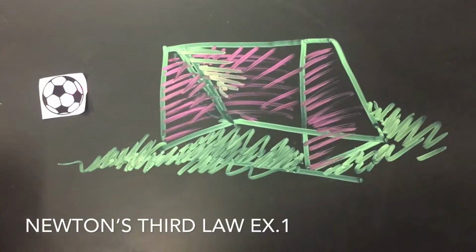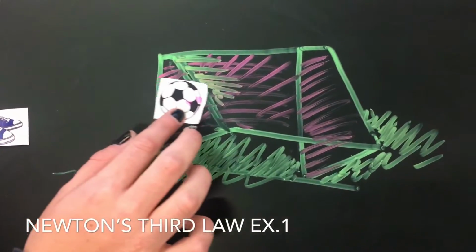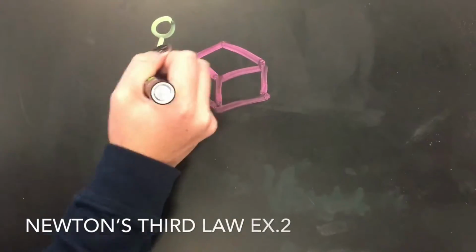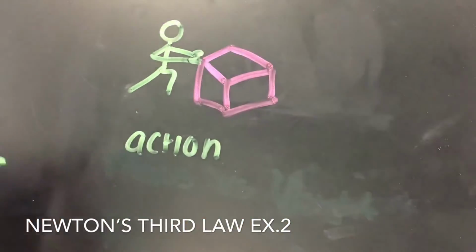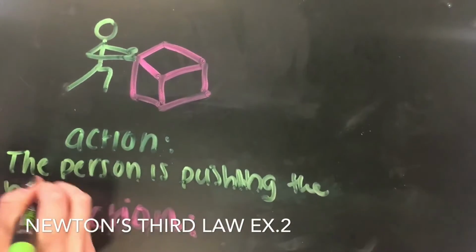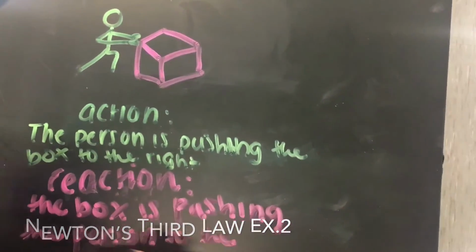The action force is the person's foot pushing the ball up. The reaction force is the ball pushing the person's foot down. In the second example, a person is pushing a box with their hands to the right. The action force is the person pushing the box to the right, while the reaction force is the box pushing the person to the left.